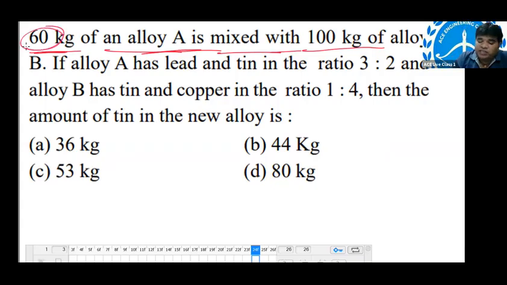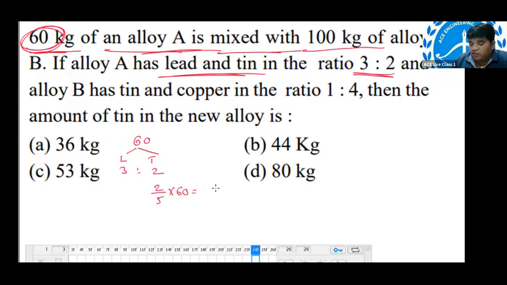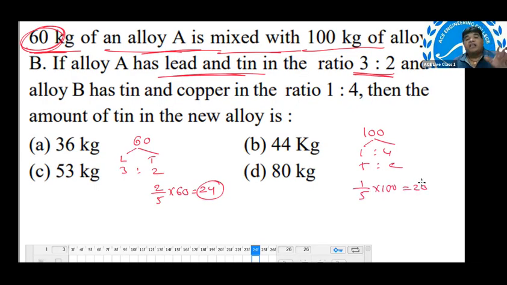First of all, in the 60, lead and tin are in the ratio 3:2. So tin quantity is 2/5 into 60, that is equal to 24. In the 100 kg, tin and copper are 1:4. So tin quantity is 1/5 into 100, that is equal to 20 kg. Alloy A contains 24 kg, alloy B contains 20 kg. After mixing, tin quantity is 24 plus 20, that is equal to 44 kg. Completed answer. Okay, no?